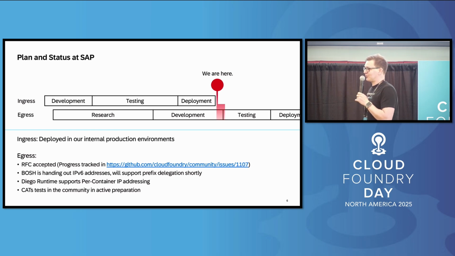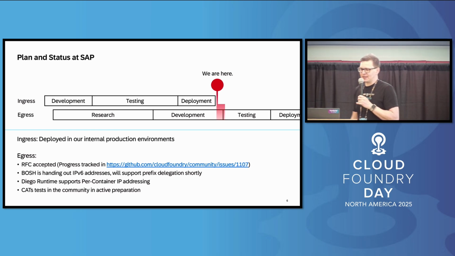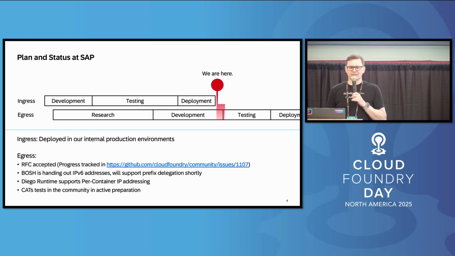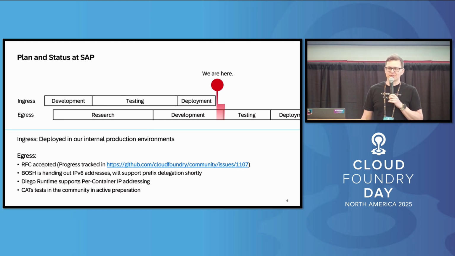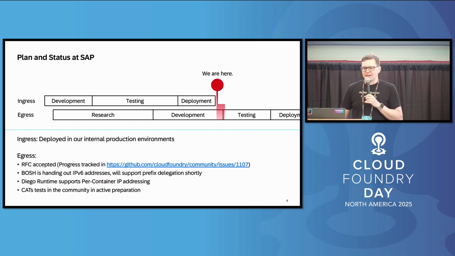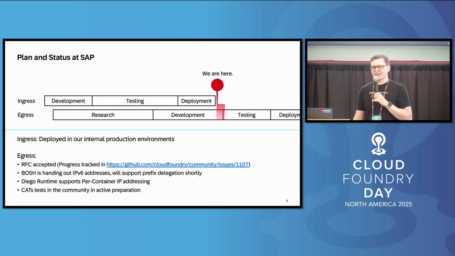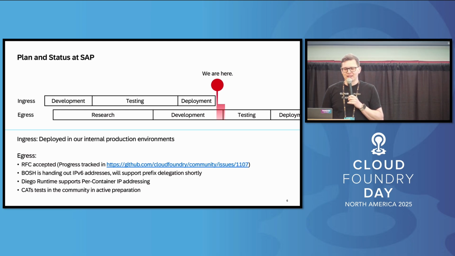And as I mentioned, we focused on egress now, where we're concluding most of the development. We're going into the testing phase, testing also in the community, but also at SAP, of course. We have an RFC that has been proposed, reviewed, and approved, and the tracking issue is linked here. So if you want to see what we're up to right now, you can click that and have a look.